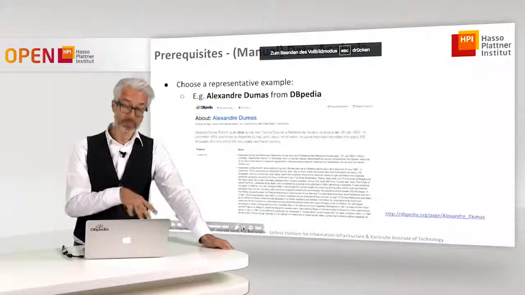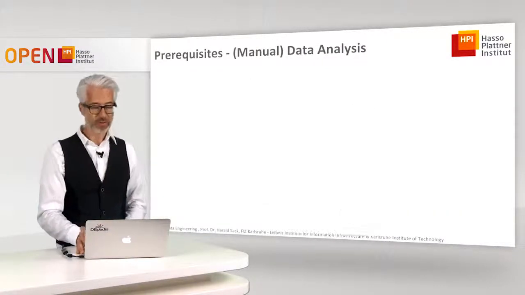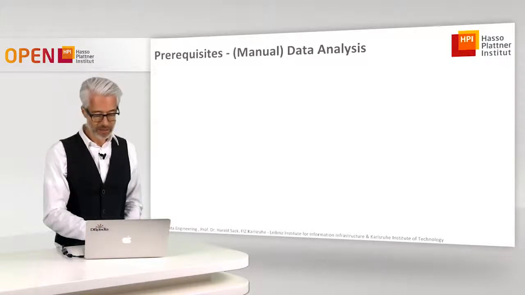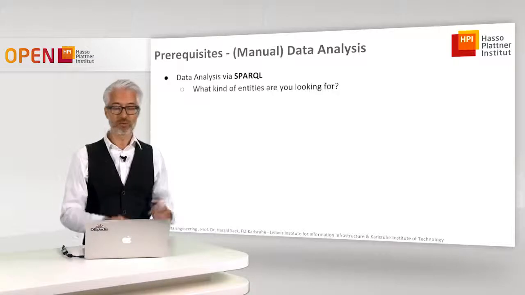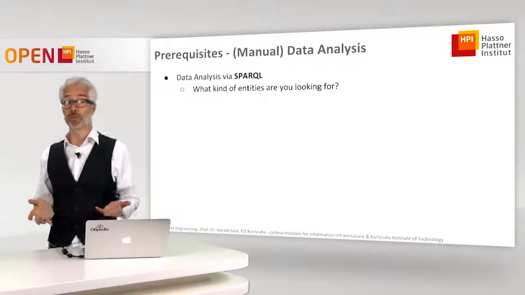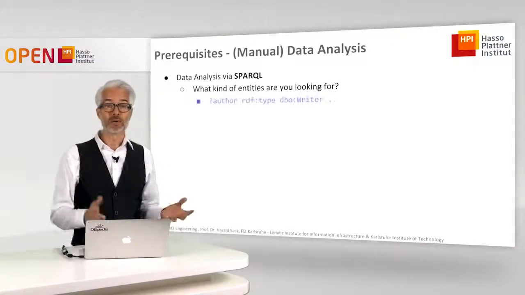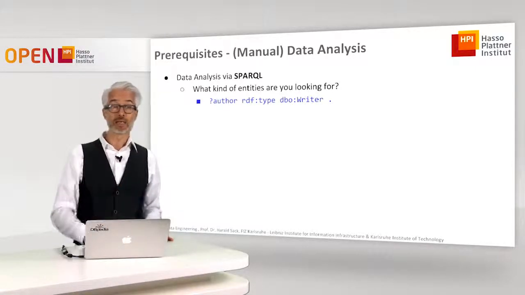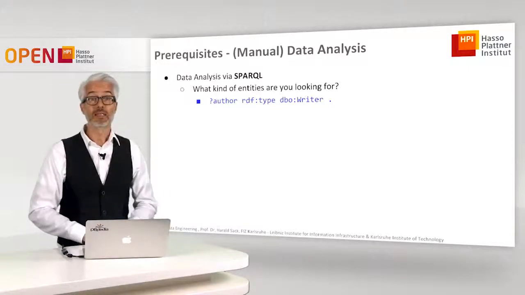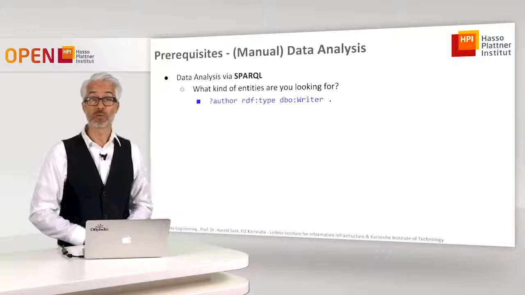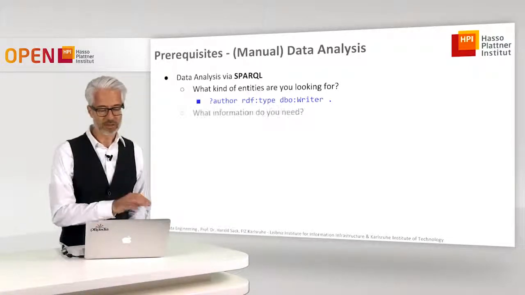So first thing, look at your data and try to think of something you want to display and you need. So we do this manual data analysis via SPARQL. What do we need? So what kind of entities are we looking for? We are looking for authors. So how do we know that somebody is an author? We have already seen that. We look at the RDF type information in DBpedia, and we have to look up that this is of type DBO Writer. Then we know this must be some kind of author. So this is the first graph pattern that we need in SPARQL.